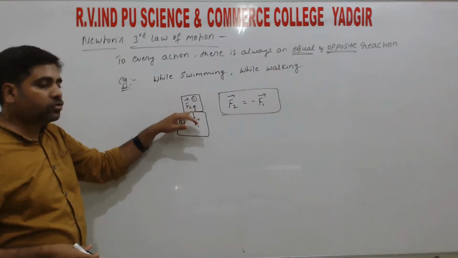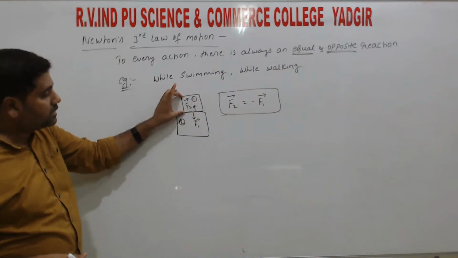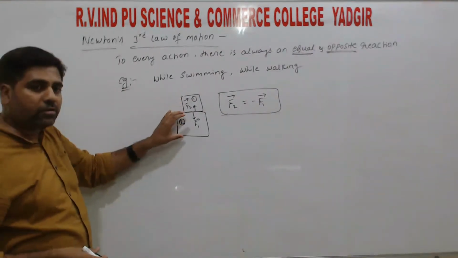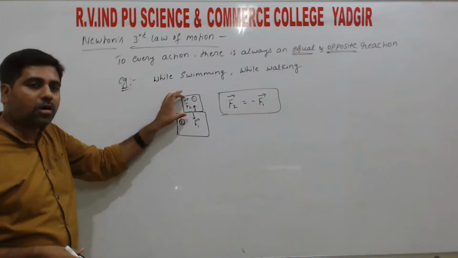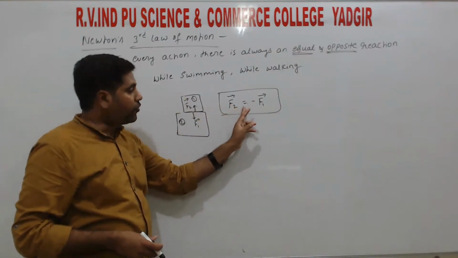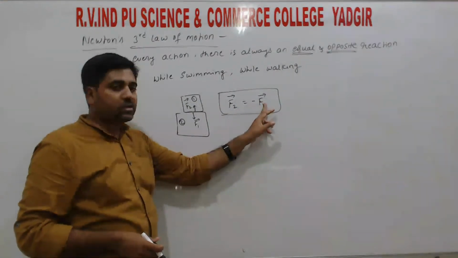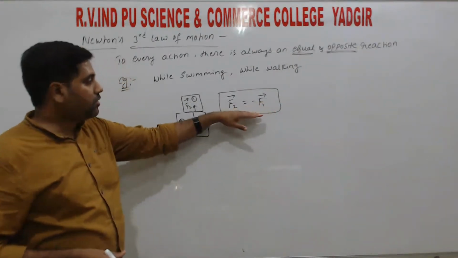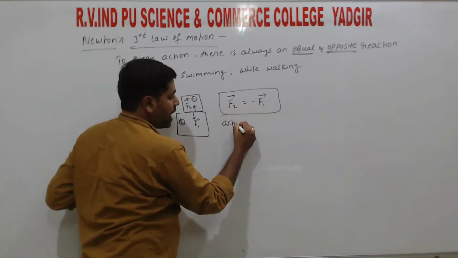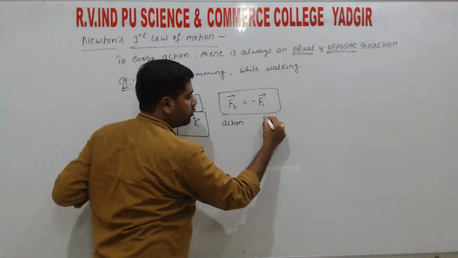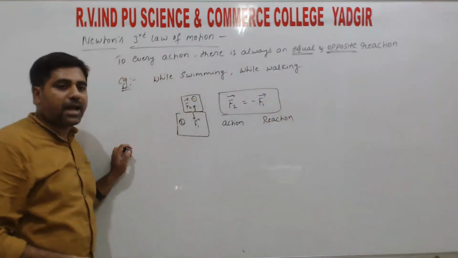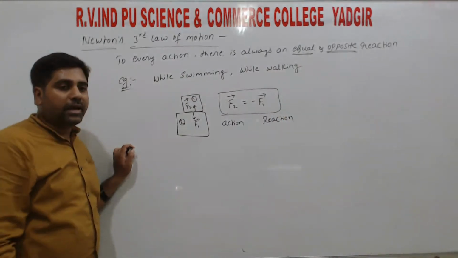Both the magnitudes are the same, because the force exerted by the first block onto the second block is equal to the force exerted by the second block onto the first block. So from that we can state that F2 is equal to minus F1. This is the mathematical form. We call this one action and F1 reaction, or F1 action and F2 reaction.